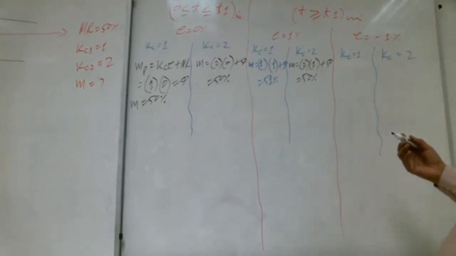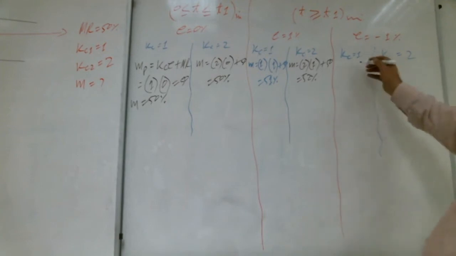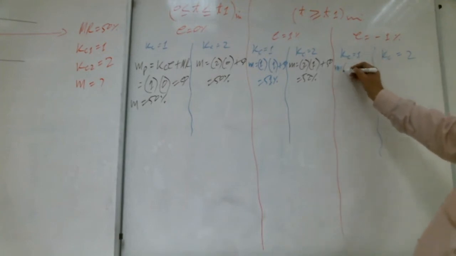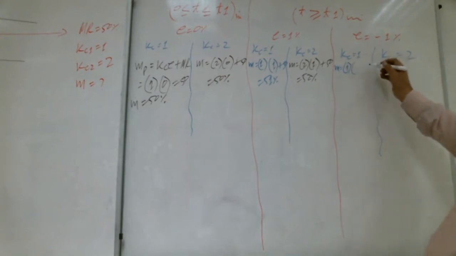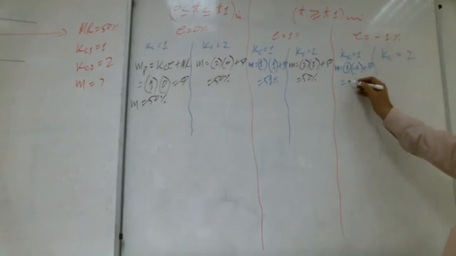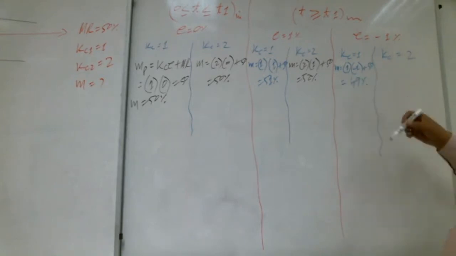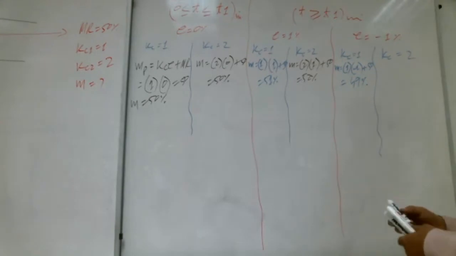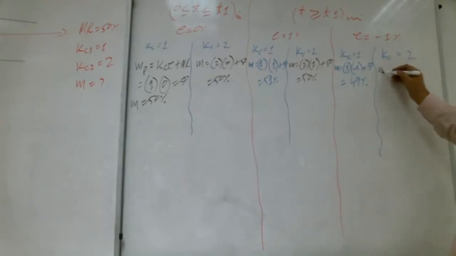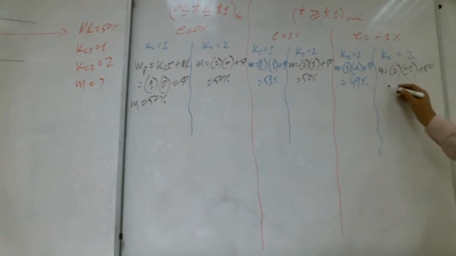Right, Shabab? How much here? Kc is 1, error is minus 1. Minus 1 plus MR 50 gives 49%. Kc is 2, error is minus 1, so MR 50 minus 2 gives 48%. So how many outputs do we have?